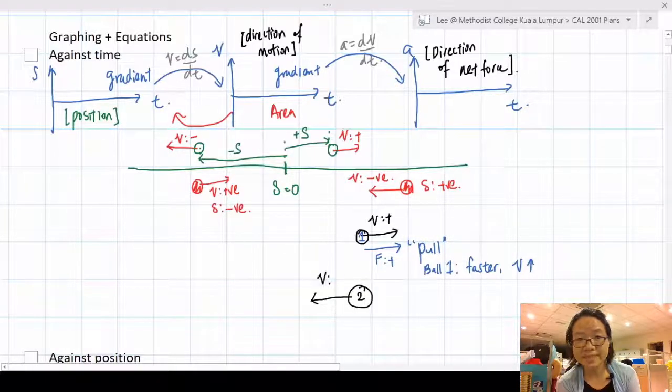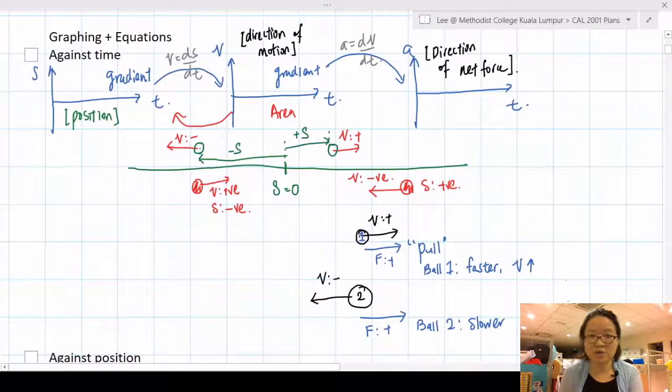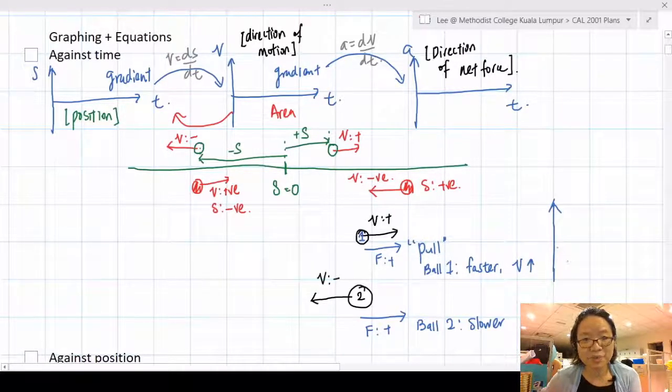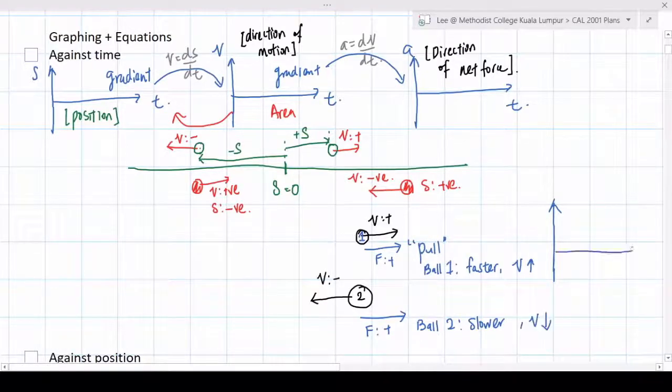Okay, let's say case number 2, V is negative, but I still pull in the same direction. So as you can see, it's pretty instinctual to tell you that ball 2 will travel slower or your V will decrease. Okay, I'm going to go away for a while so you can see the graph. Now, if you look at the graph that I'm drawing, V against T, you will notice that they both, because it's the same force, is positive. So normally people would draw like this, no? V increase, V decrease, 1 and 2. Is that correct? Think about it first.